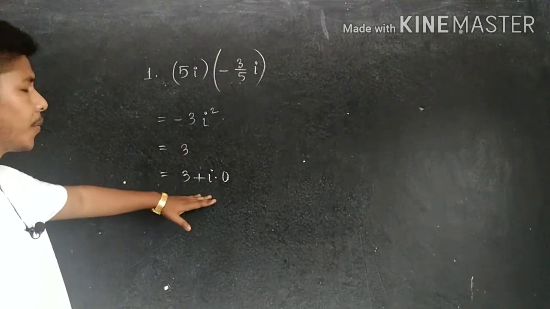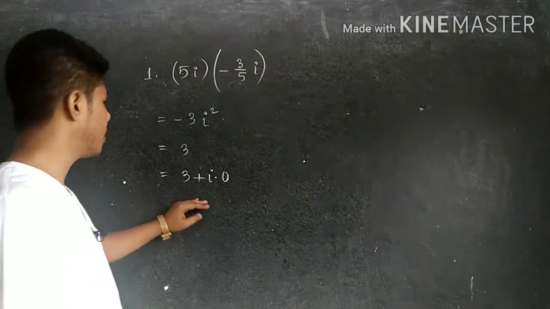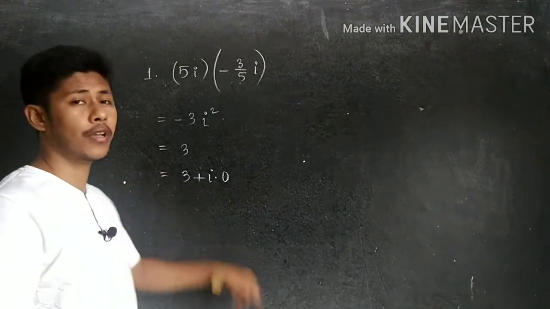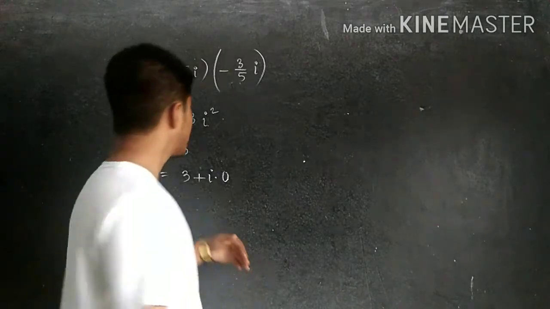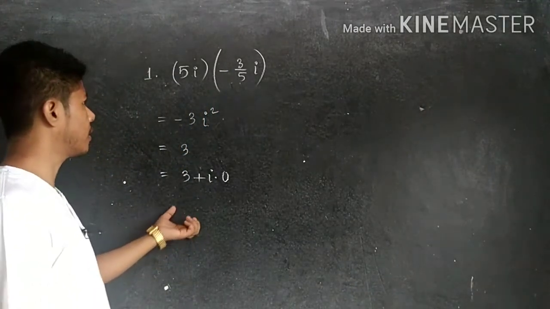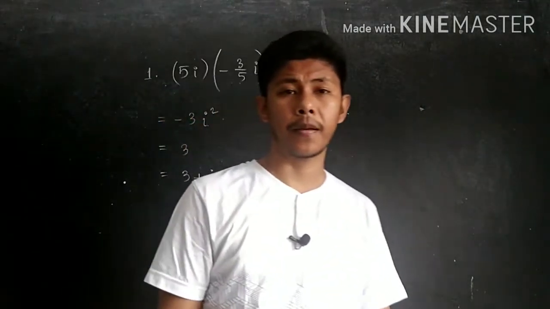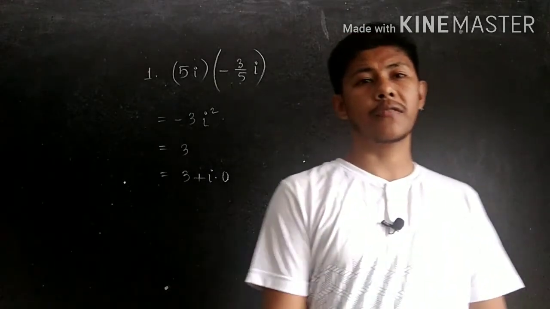This is a complex number in the form a plus ib, where a equals 3 and b equals 0. Is it clear? So very easily we can convert the result into a plus ib form. Okay, this is the first one.